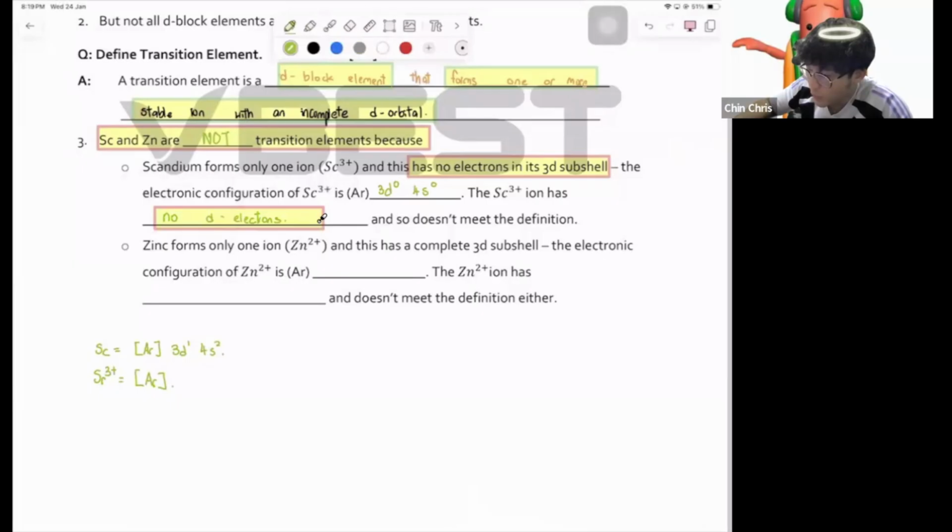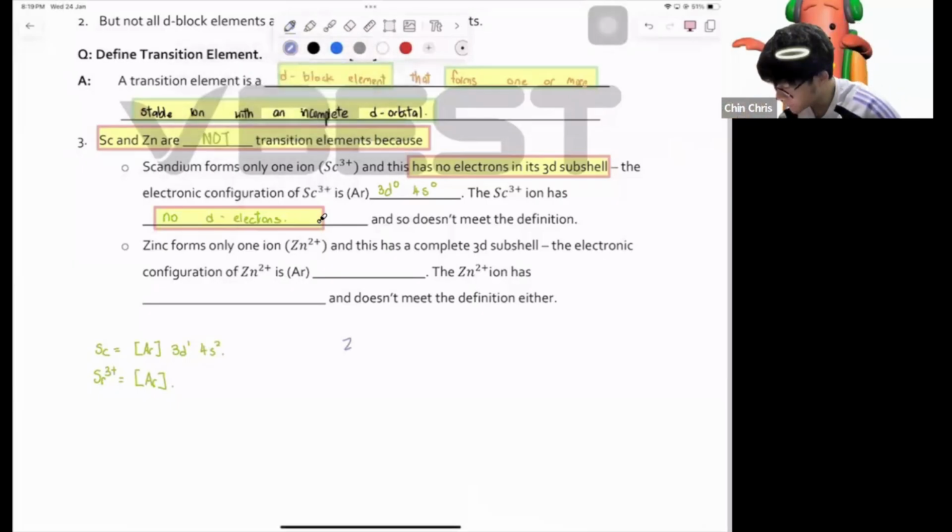Alright, guys, the next one, I want you to try out zinc and Zn2+. Go write down the electronic configuration. Let's go.